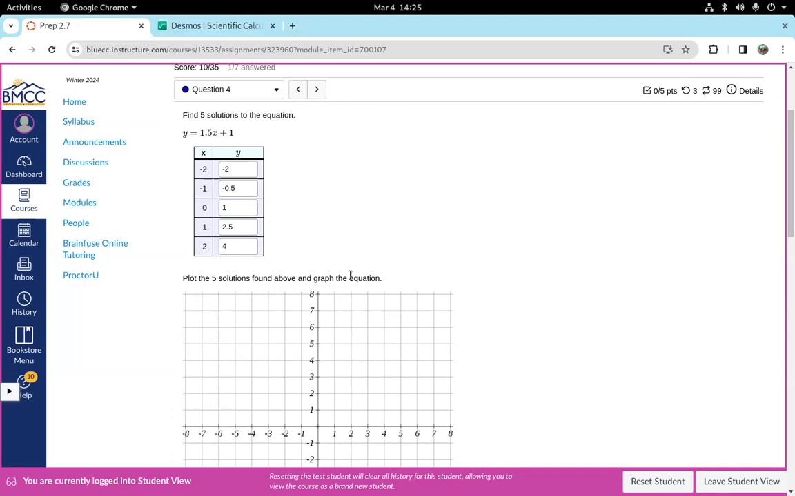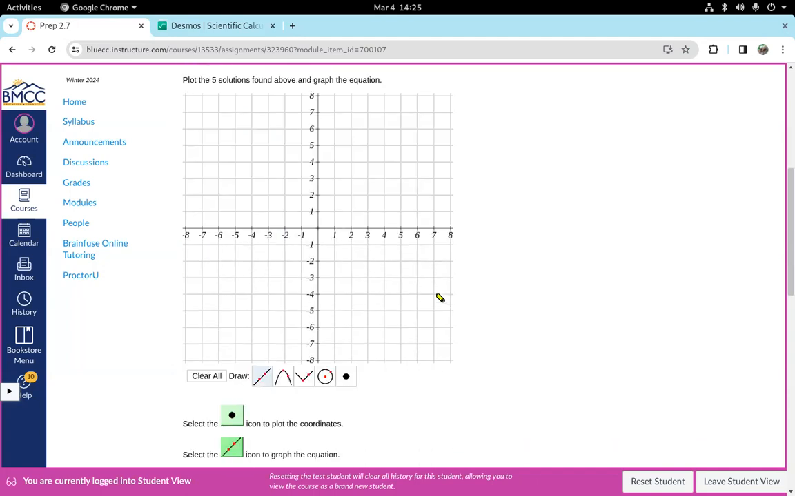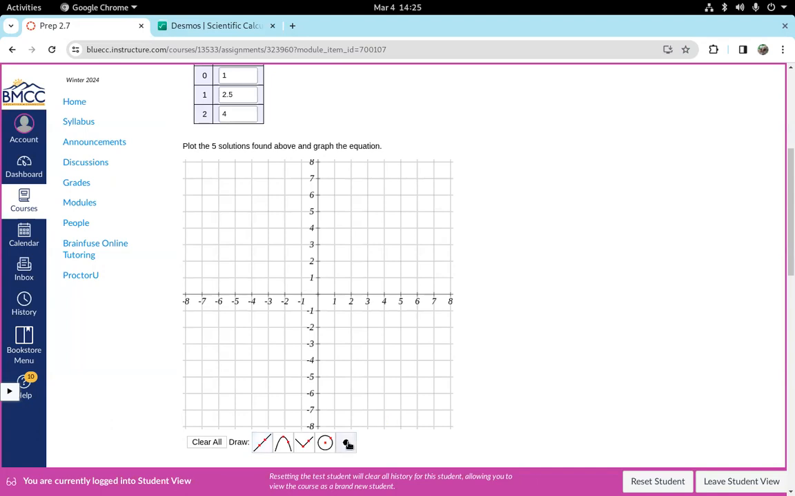Okay, what does that mean to graph the equation? Well, that's what we did in the previous example. This is a graph of an equation. Now, we weren't given the equation, we were just given 2 points, but we'll do something similar. So first, I want to plot the 5 points I found.